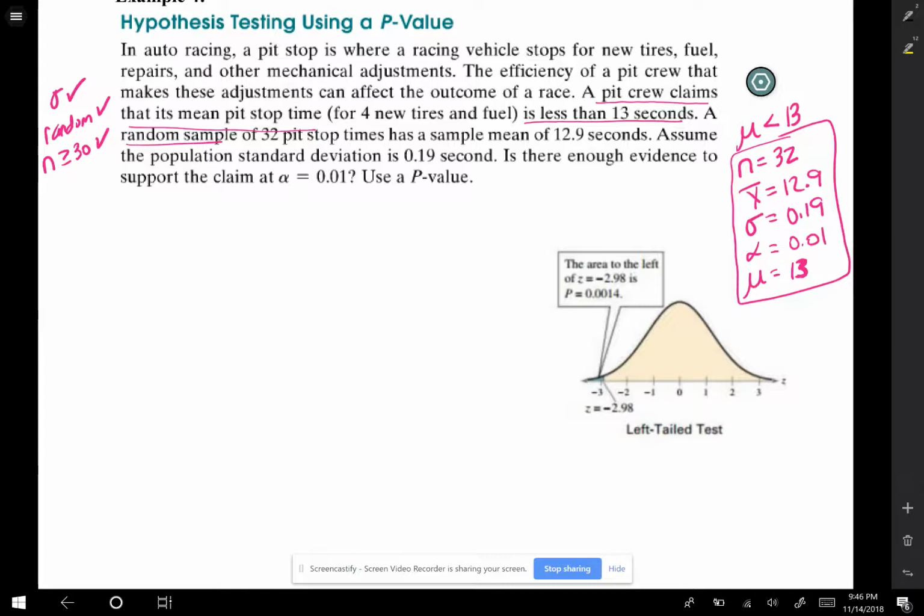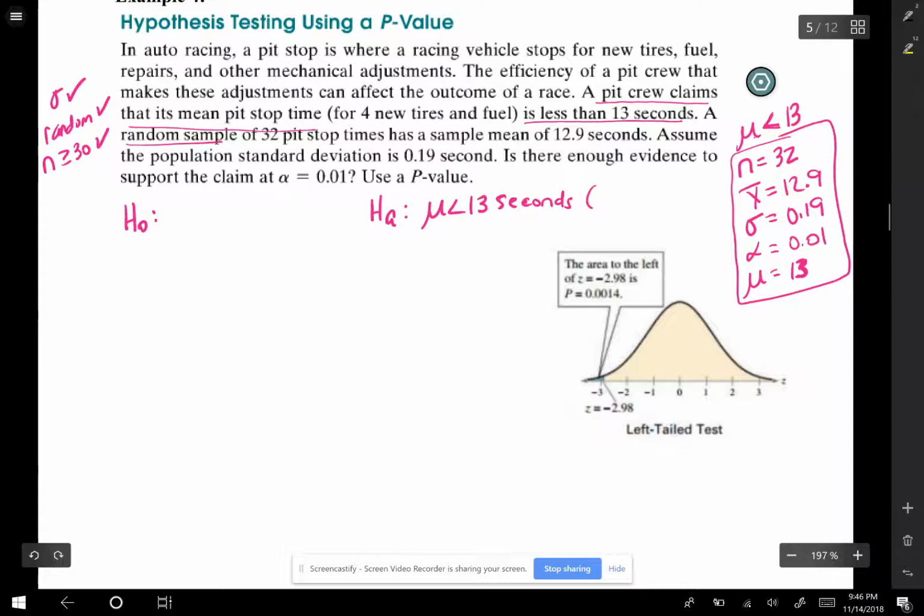So we're going to go ahead and state the hypotheses first, the null hypothesis and the alternative hypothesis. So remember that the alternative is the one that does not contain an equal. So since they said the mean time is less than 13, there's no equal to, that's going to be the alternative. So the mean is less than 13 seconds, and that's the claim. So that means the null hypothesis would be the opposite of that, greater than or equal to 13 seconds.